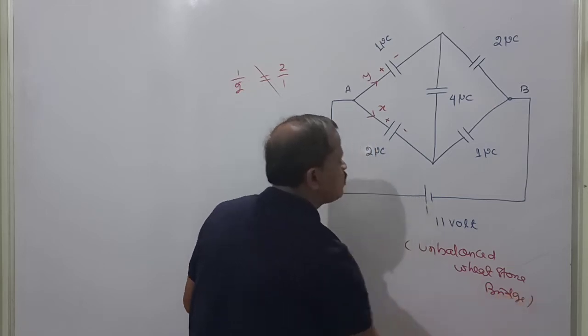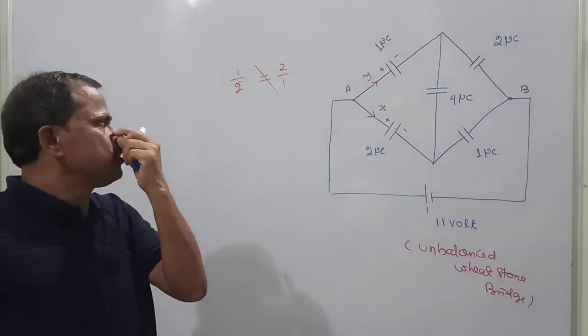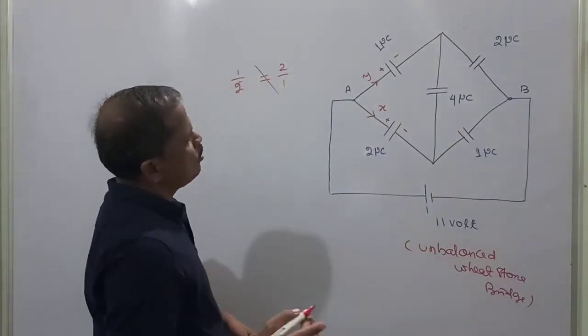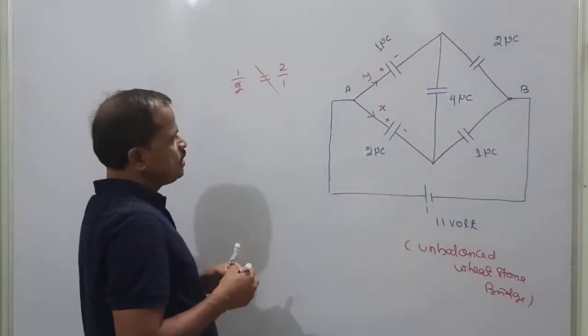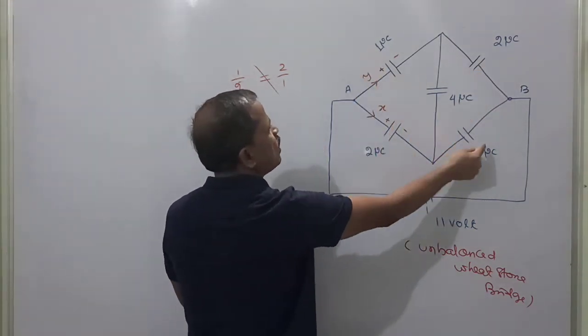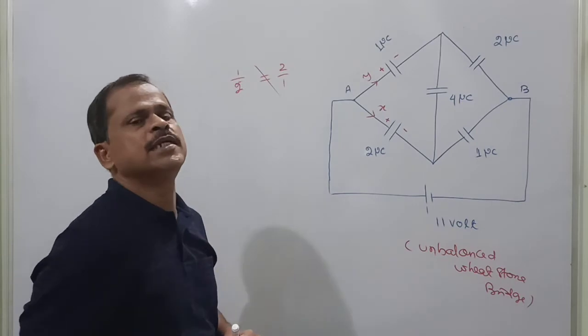For an unbalanced Wheatstone bridge, how do we solve the problem? Here the charge will flow in this way. Anyway, it is an unbalanced Wheatstone bridge. But another thing you see: diagonally, 2 and 2 are the same, and 1 and 1 are the same. So diagonal symmetry is coming.